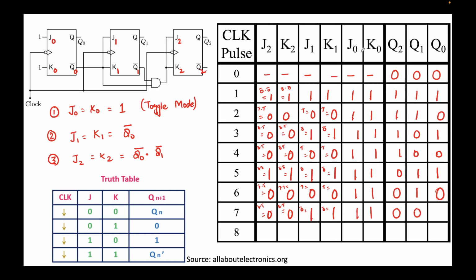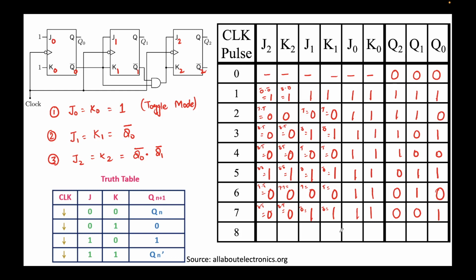To find Q0, you require J0 K0. J0 K0 is again 1 1. 1 1 means last row. Last row means toggle. The output must toggle. So 0 must toggle, which means 0 must become 1. Okay, again we have not reached 0 0 0, which was our initial state. This means we must go one step further.